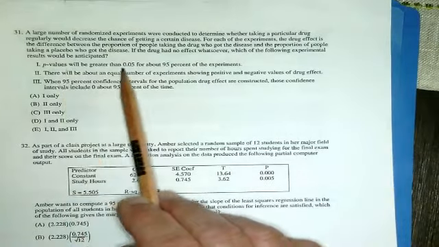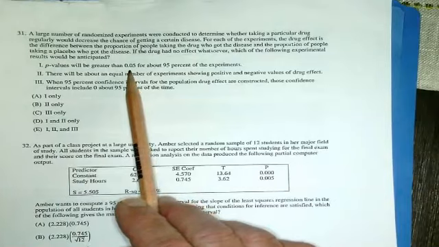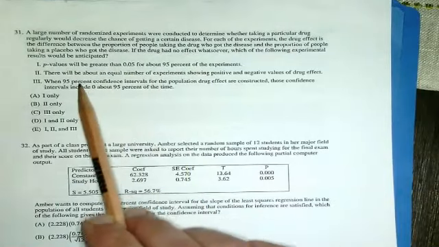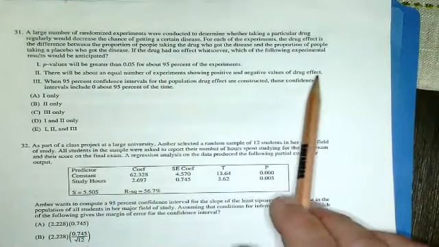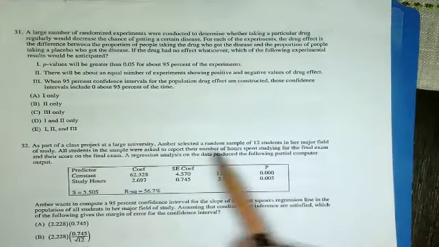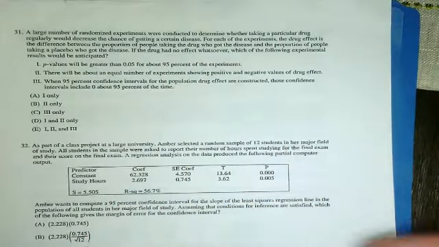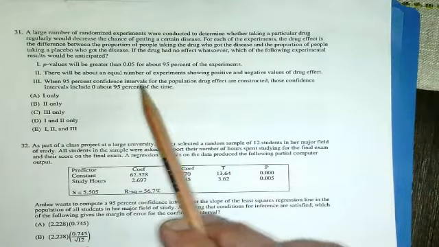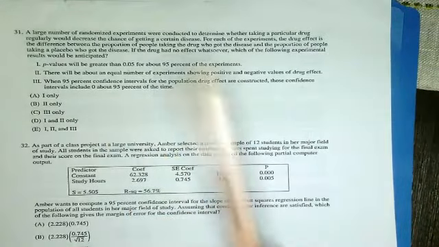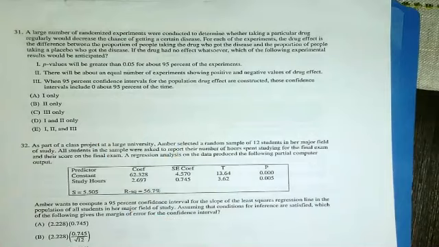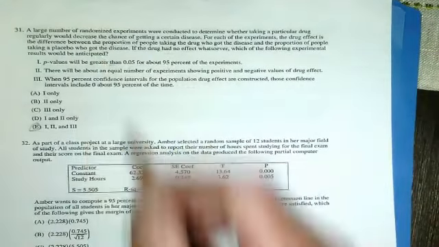A p-value larger than 0.05. Yes. If we're going to fail to reject it, the drug didn't have any effect. There would be an equal number of positive and negative values of the drug effect. That means in one group, we had more people who got the disease taking the placebo, and in another group, we had more people who got the disease taking the drug. So we'd have positive and negative values there. And if we did a 95% confidence interval, 0 would be in the interval about 95% of the time. So this answer is E. It's all three of those. All of those would occur.